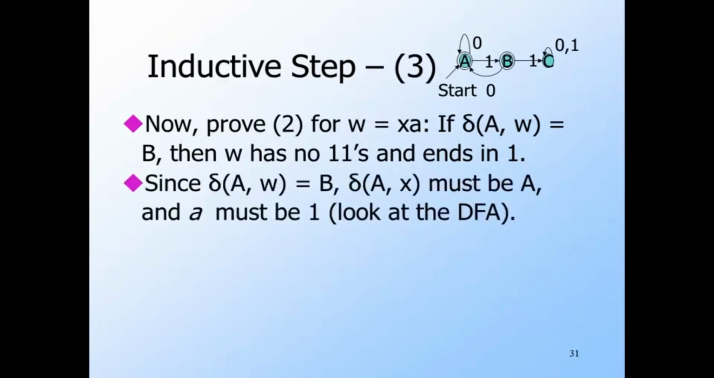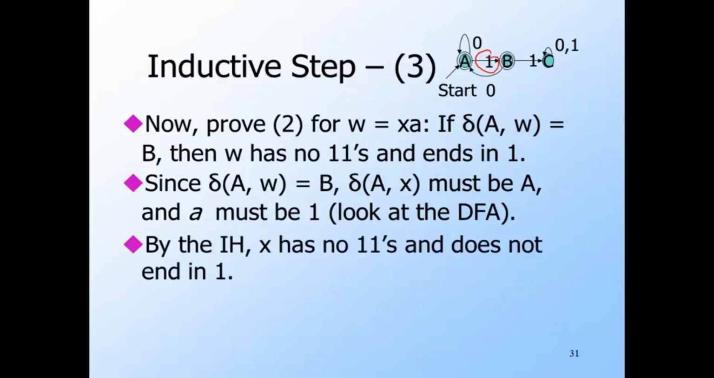There's only one way to get to B. You have to be in state A, and the input has to be 1. Thus, if W equals X followed by A, then X gets us to state A, and the symbol A is a 1. We can therefore conclude that W ends in 1.